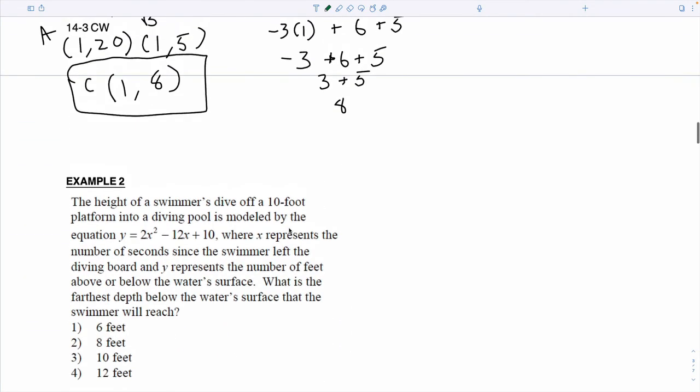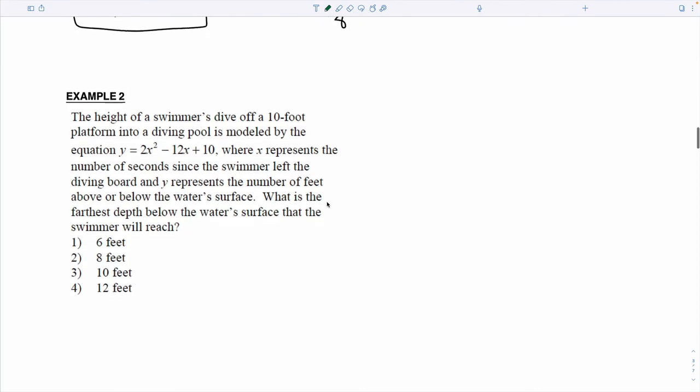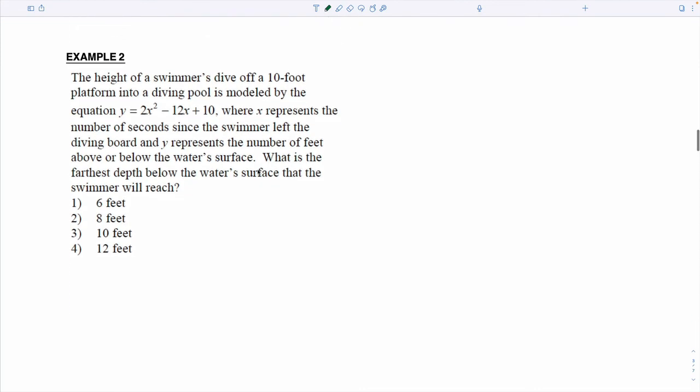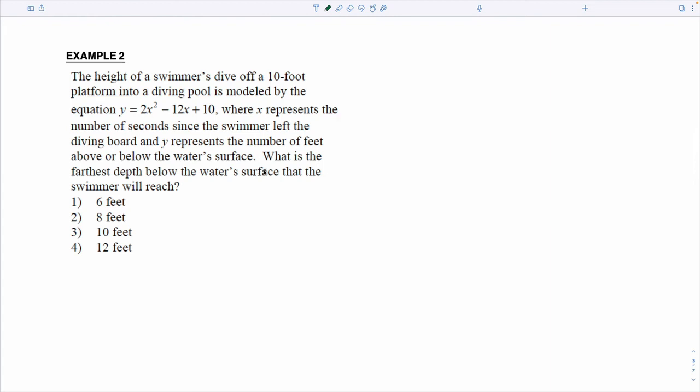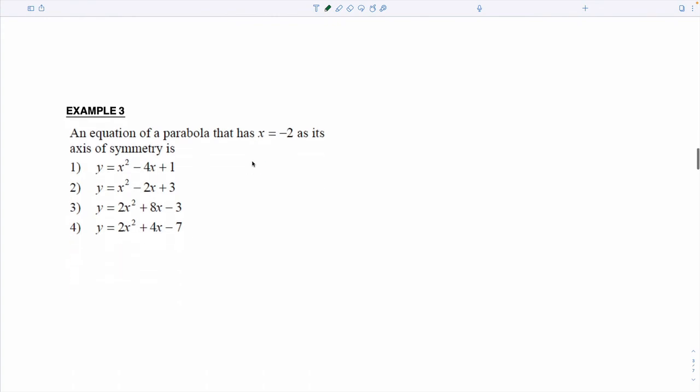I think I'm going to skip example 2, and we'll do word problems tomorrow, and maybe throw in a community circle. Skip example 2, save it for later, don't cross it out. We will do example 3 though. So an equation of a parabola that has x equals negative 2 as its axis of symmetry is what? This problem is working backwards. They give you the answer.